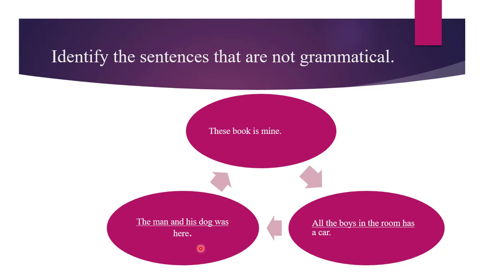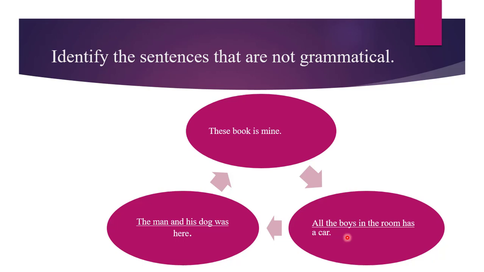The second one, the man and his dog was here. Is this grammatical? No, because we have a plural subject. The man and his dog, we can replace it with they. Do we say they was here? Of course not. So this verb is supposed to change to agree with the subject. So Concord was also not applied here, leading the sentence to be ungrammatical.